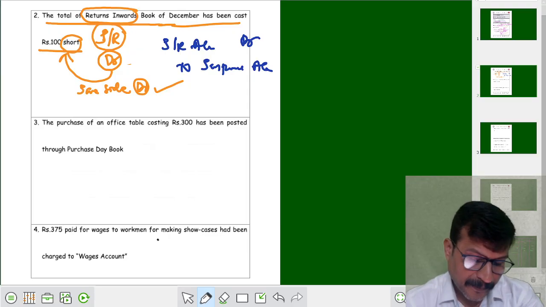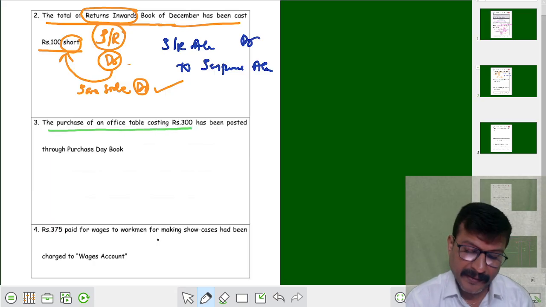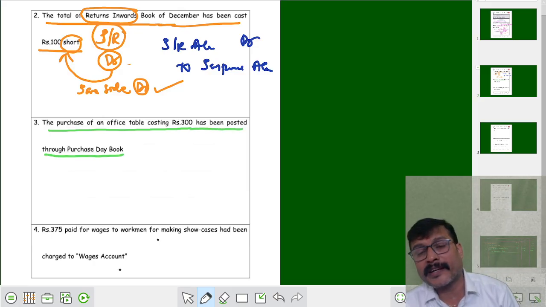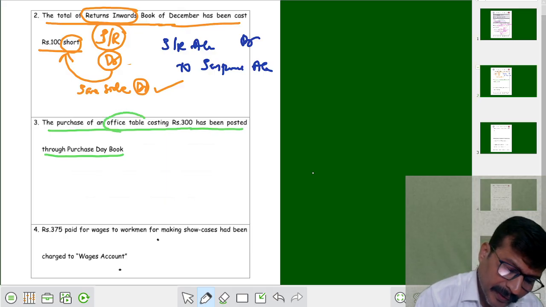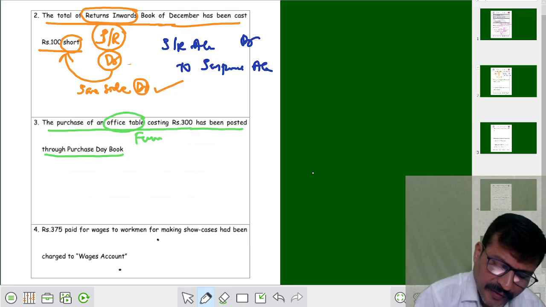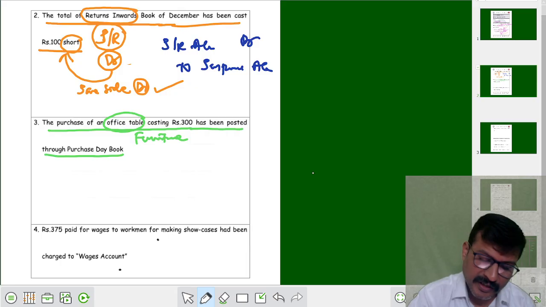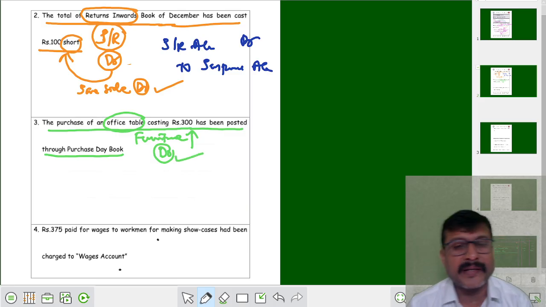See the next one. Purchase of office table. What have you purchased? Office table costing rupees 300 had been posted through the purchase day book. Where did you record it? In purchases. What do you mean by office table? Office table means furniture. When you purchased furniture, what happened? Furniture increased, asset increased, so we debit.